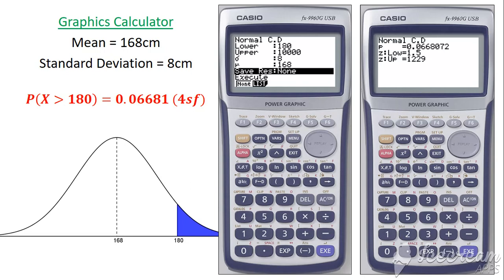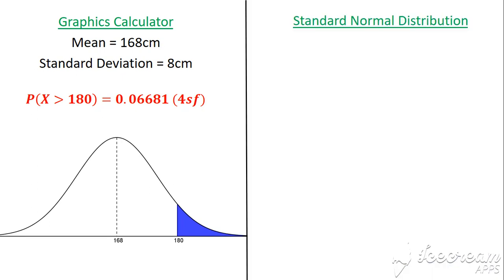So if we were to use our graphics calculator, we'd get a probability of being greater than 180 of 0.06681. And I rounded that to 4 significant figures. But I'm going to solve it manually without my calculator. So this is how I do it. We're going to use this formula.